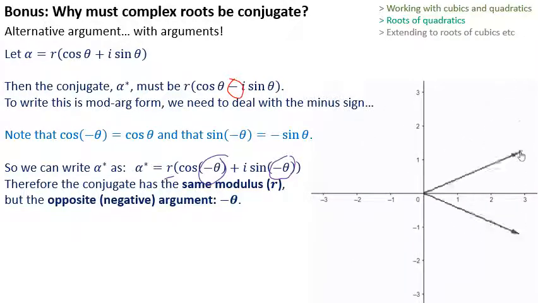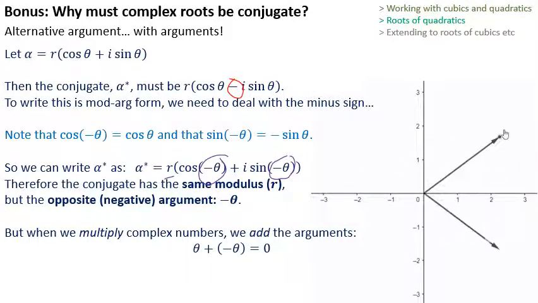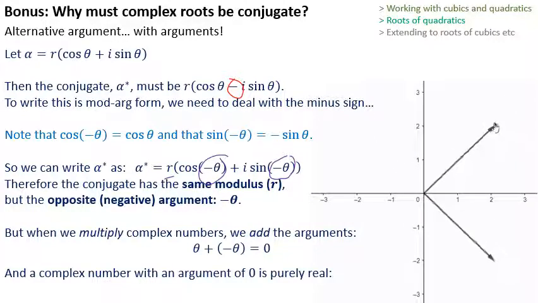Why is that useful? Well, what happens when you multiply two complex numbers? You multiply the moduli and you add the arguments. Since we're adding the arguments, we just have theta and minus theta. Add them together, you get 0. Zero argument, what does that mean? A zero argument means the complex number is a purely real number.